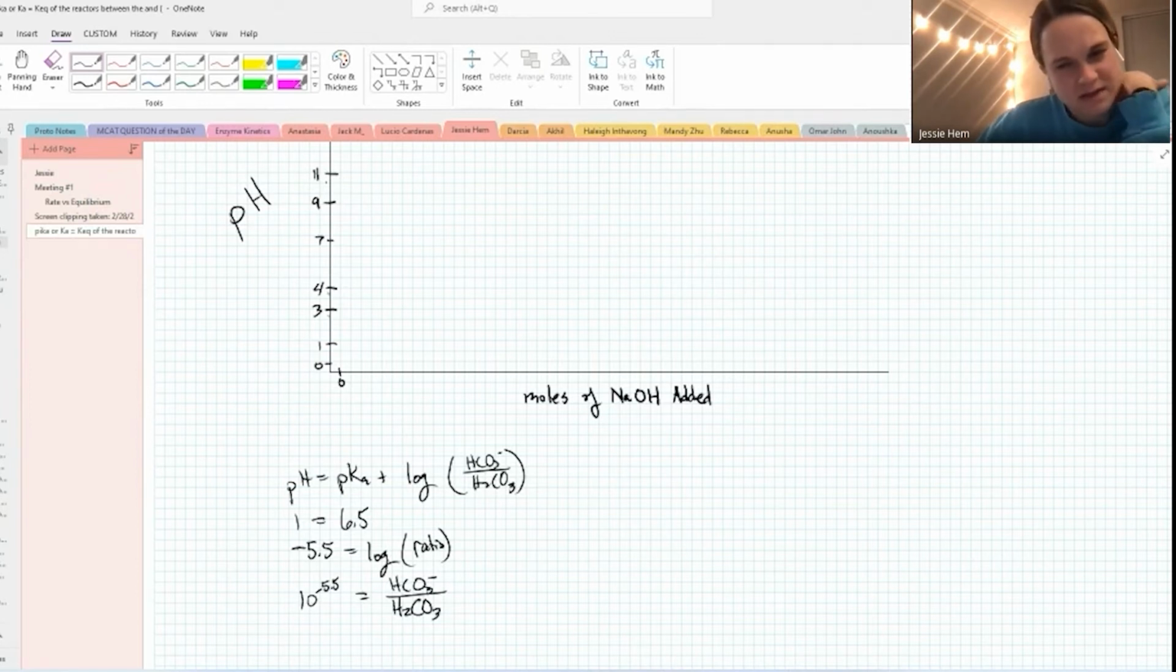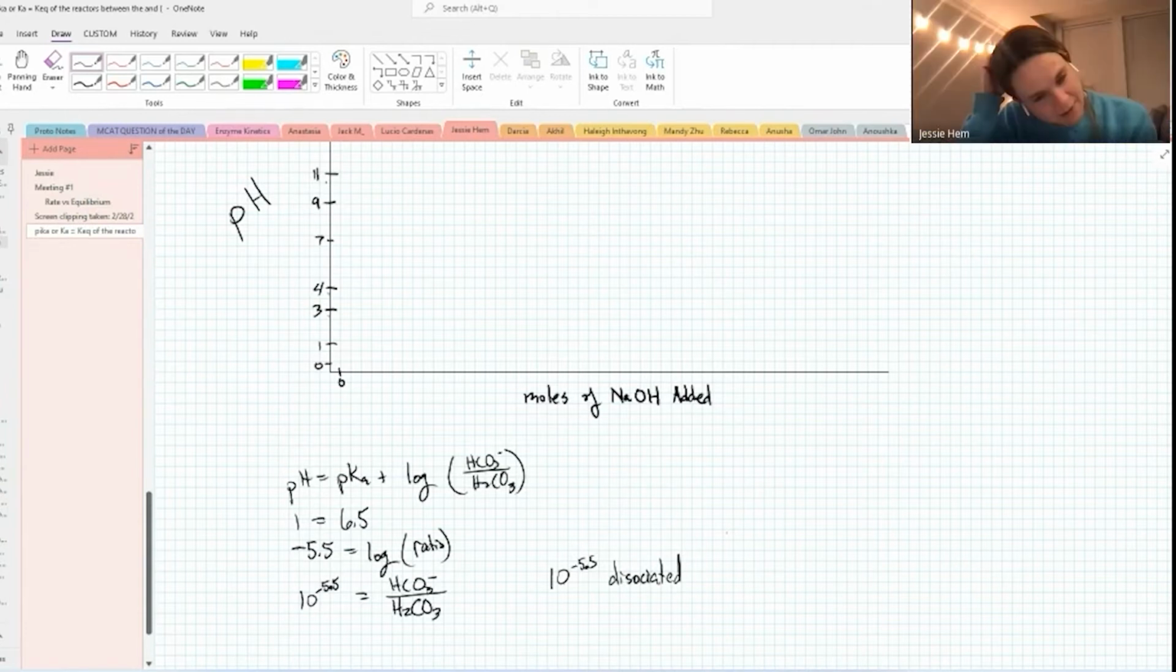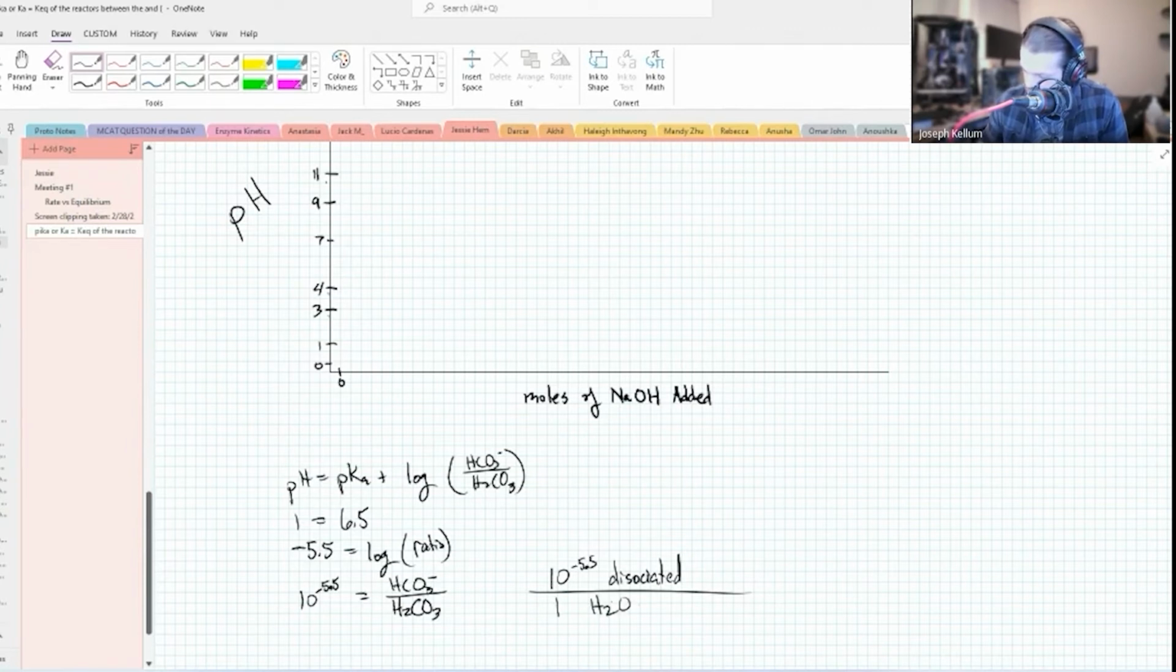Yes, but can you explain the 10 to the negative 5.5 one more time and what that means? Oh yeah, sorry. The 10 to the negative 5.5 is telling you that you've got 10 to the negative 5.5 dissociated acid, so that much of it has lost its proton. That would be HCO3 minus, for every one H2CO3 present. So what that's telling you is that all of our acid still has its proton on it.